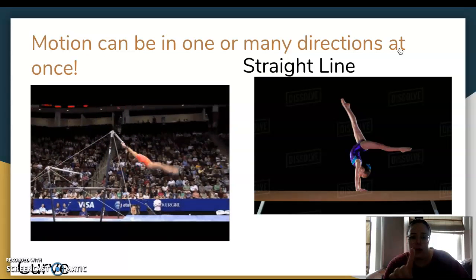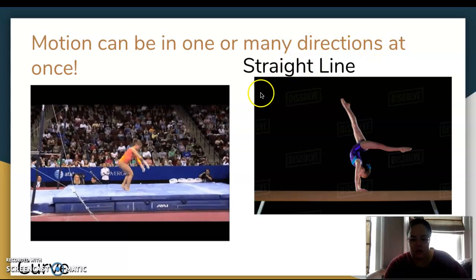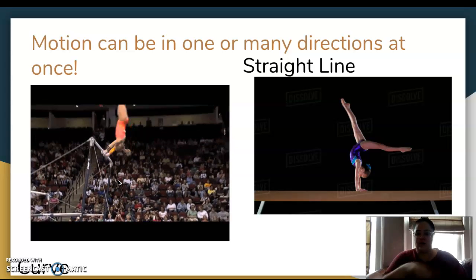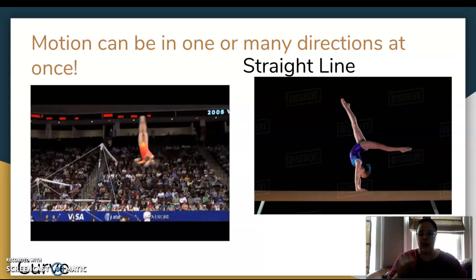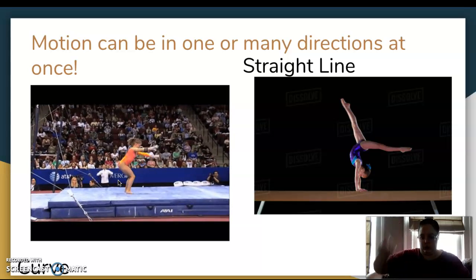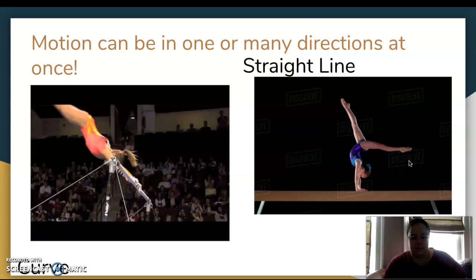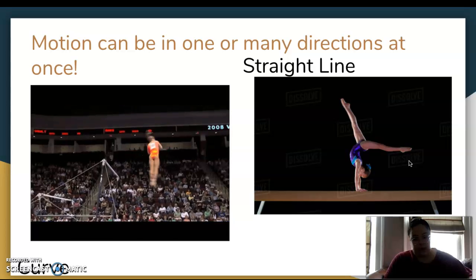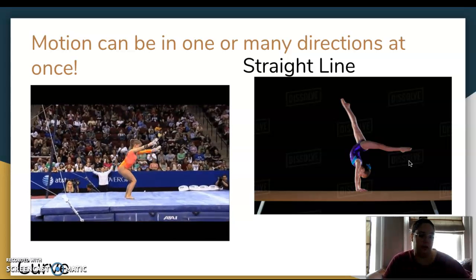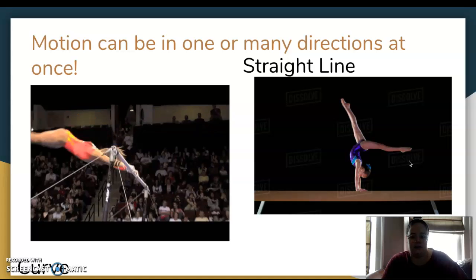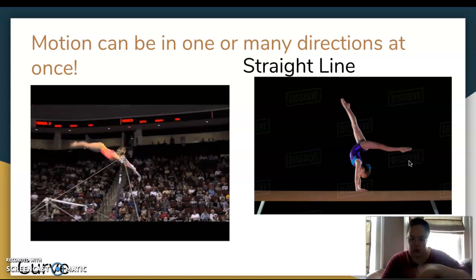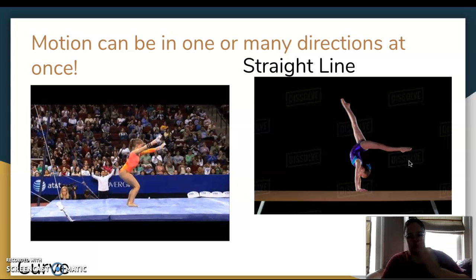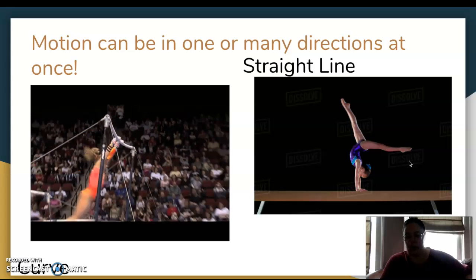Motion can be in one or many directions at once. So this is an example of a curved motion, not when she lands, but this part right here. As she's spinning, her hands are staying in one spot, but her body is going in a curve. Now, a straight line, an example of this would be like when they're on the balance beam. So they are moving, but they're not going in a curve, they're moving in a straight line. So those are two examples of different types of motion. So we've got a curve, which is going around in a type of circular shape, and then a straight line, they are moving forward or backwards in a straight line.